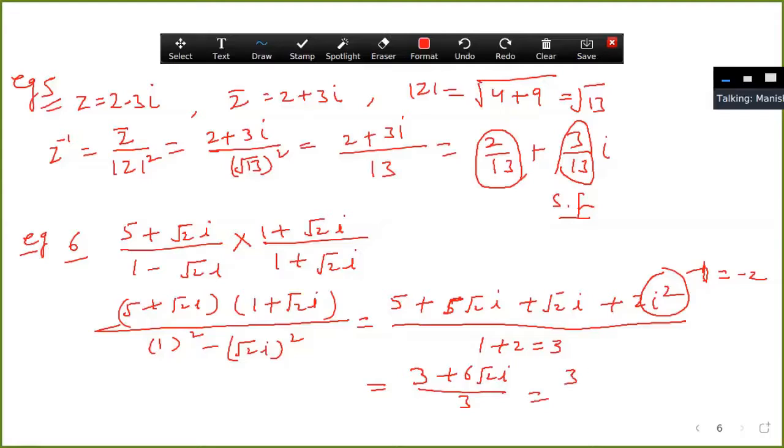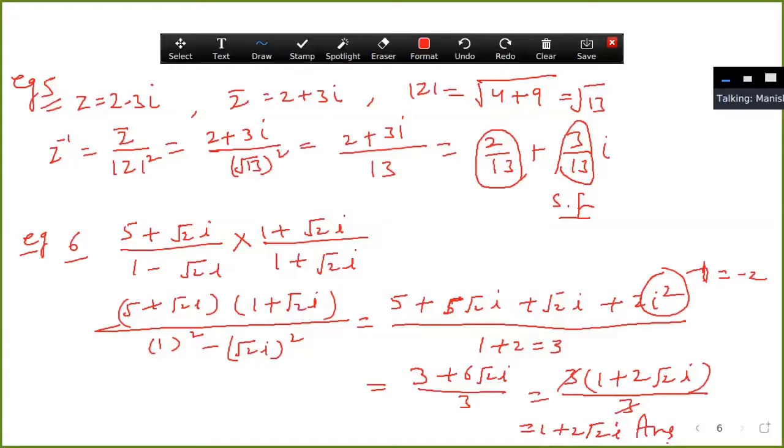You can take 3 common. 3 cancels. What will you get? 1 plus 2 root 2 iota. This is the answer. If the question is not in a standard form, then you have to convert it into the standard form.